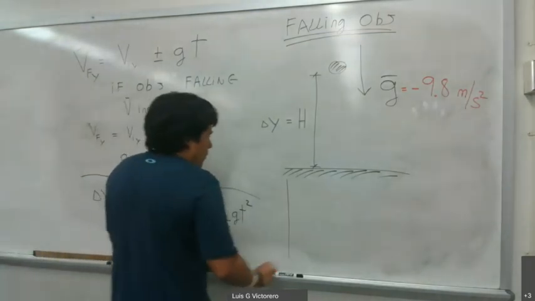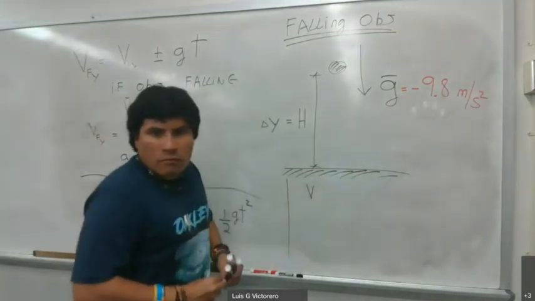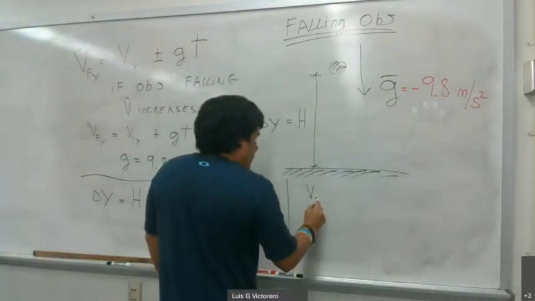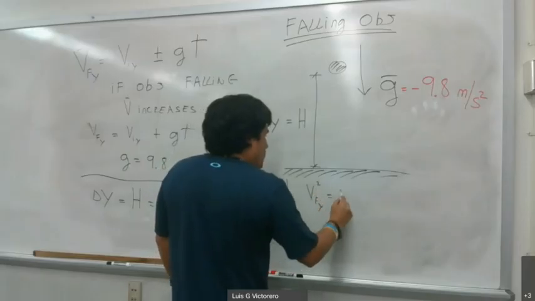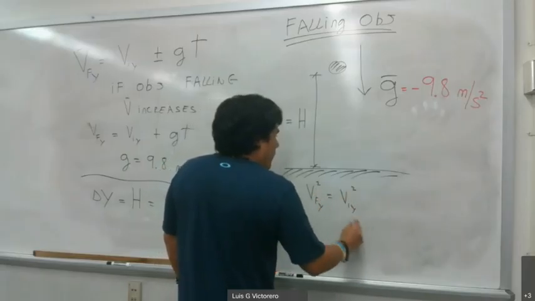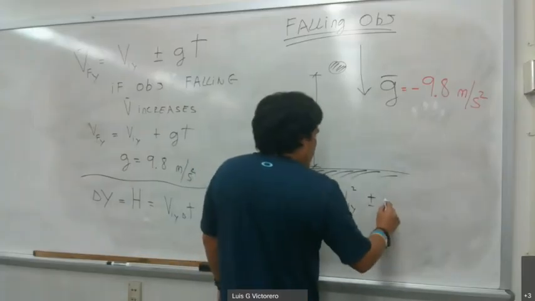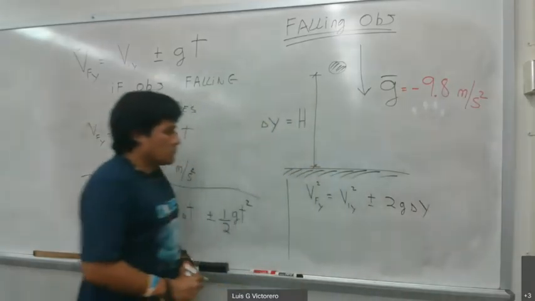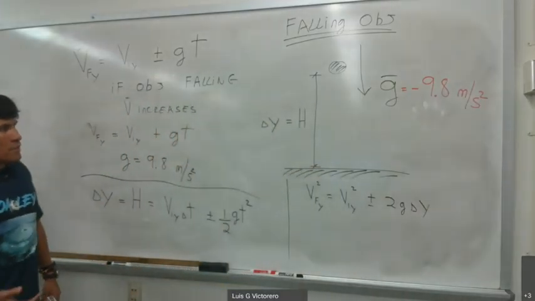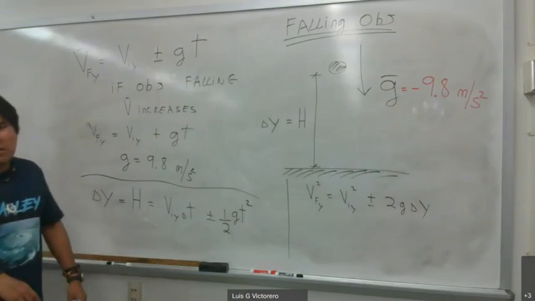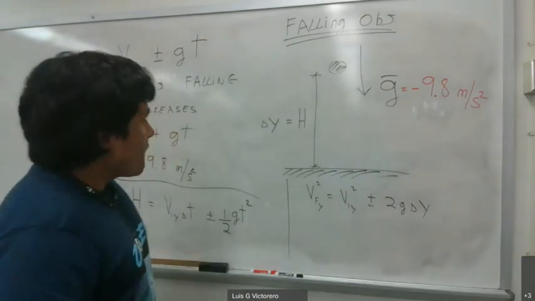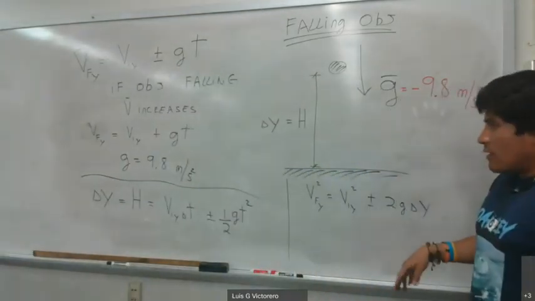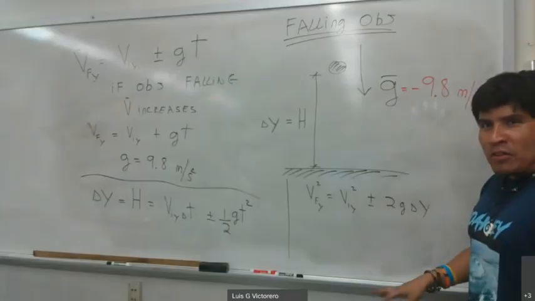Then you also have that v final on y squared equals v initial on y squared plus or minus 2g delta y. So everything changed with y, but now I have the value of gravity, I have the acceleration. Okay. So again, when I do the problems, you will see how I'm going to be doing them.